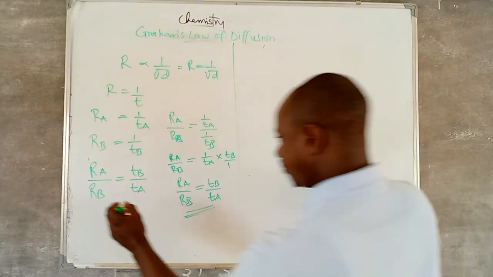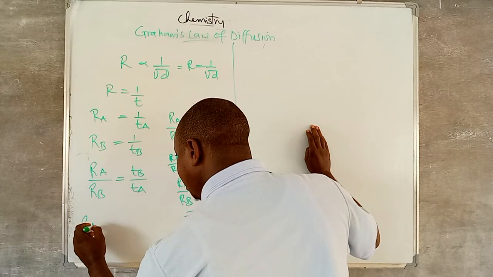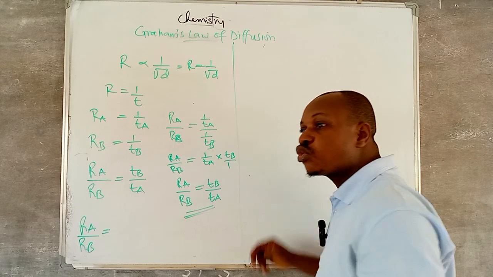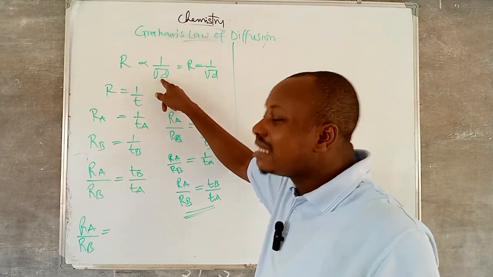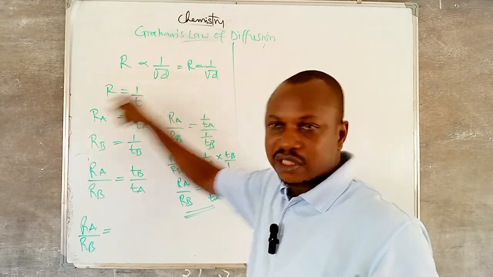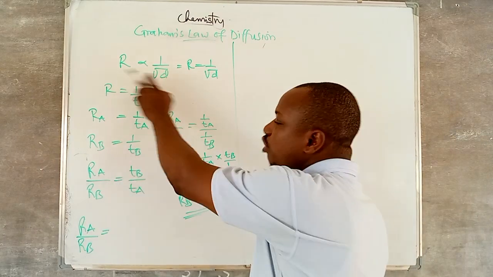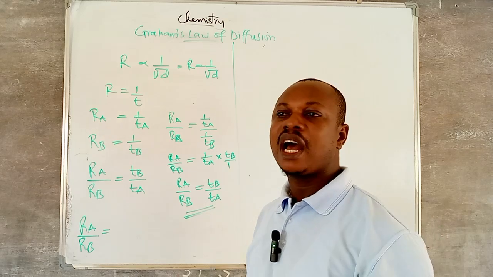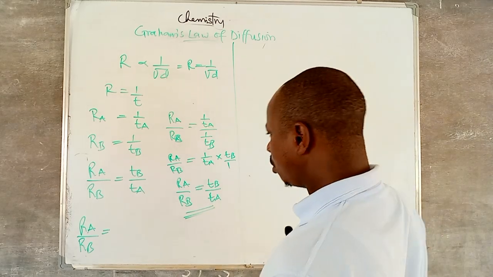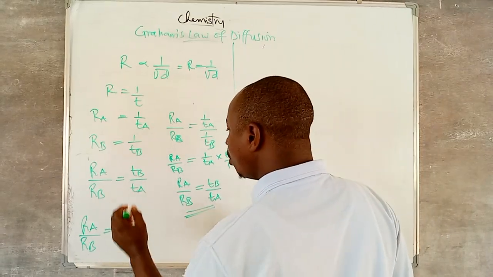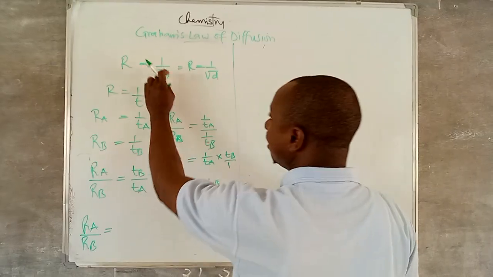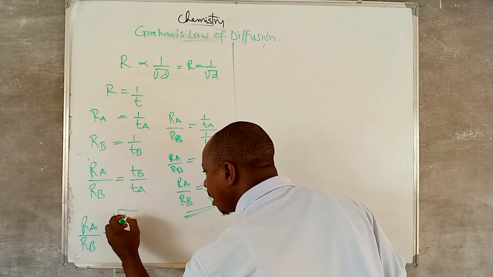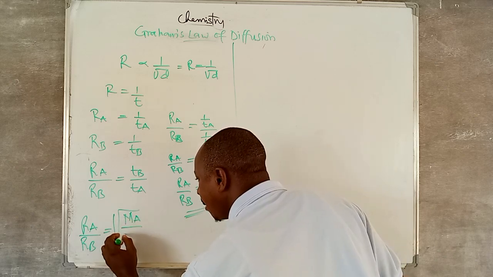That is to say that rate of gas A, remember we are still comparing the rate of two gases A and B. You can substitute density with relative molecular mass, since rate is proportional to relative molecular mass. So if that is the case, remember, square root of its density, you now see rate as this, square root of MA divided by MB.